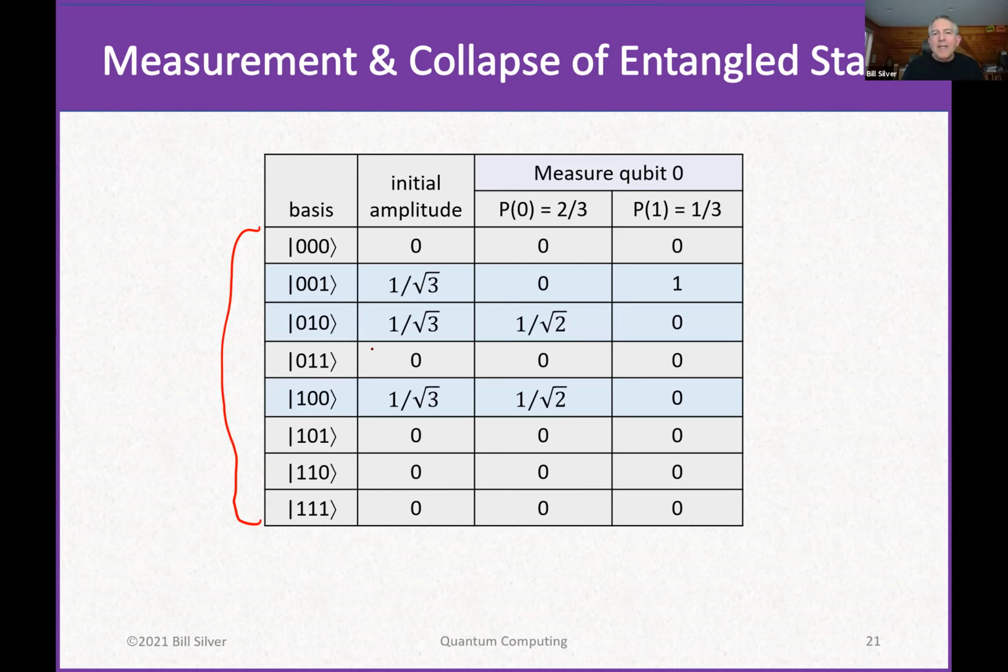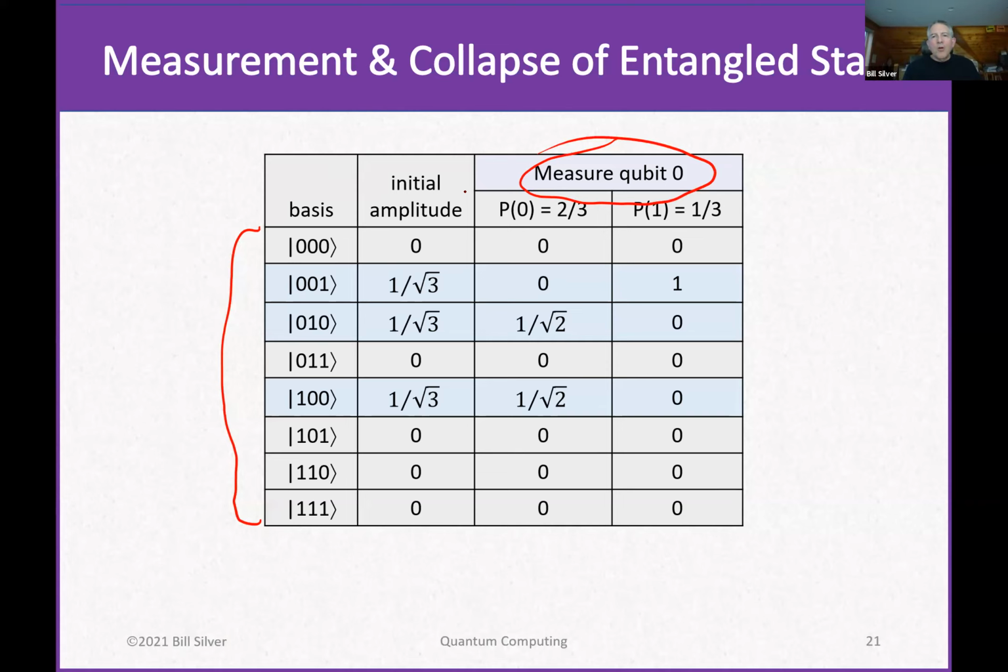This is a highly entangled state. You cannot represent this as any kind of tensor product of individual unentangled qubits. I think it has a name, W state or something like that. You can make them out of gates. But let's say you did this, and let's say I now want to measure qubit 0.